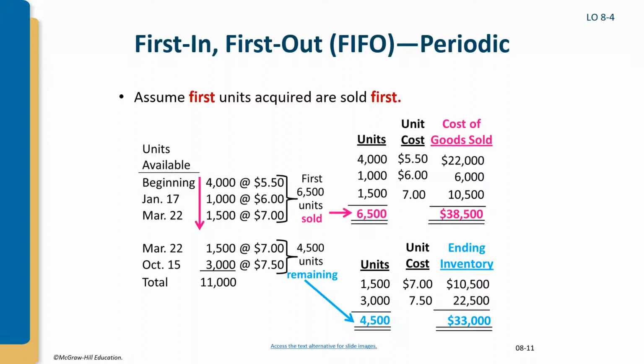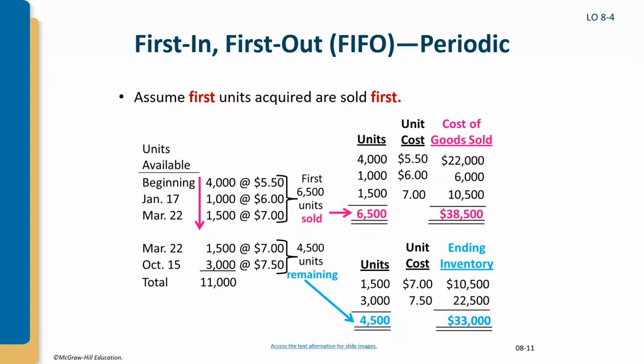Now you need to remove a total of 6,500. So the next purchase was 3,000 units, but you're not going to remove all 3,000 units because you didn't sell 8,000 units. You sold 6,500. So you're going to remove 1,500 of that purchase, at $7. So what we're doing here is removing the oldest inventory where we know 6,500 were sold.